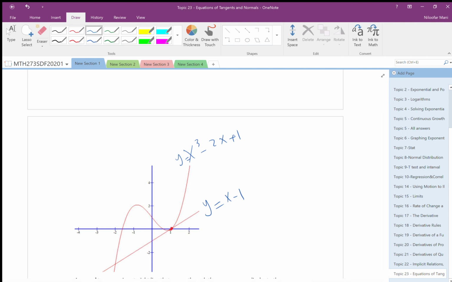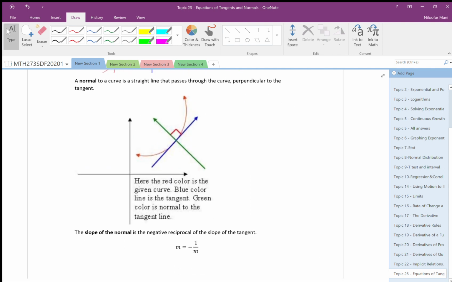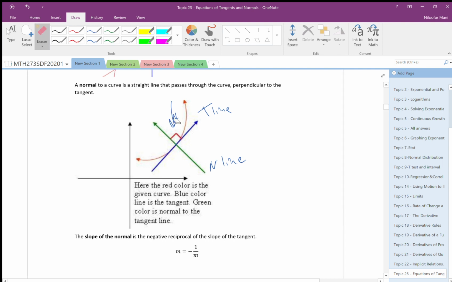Okay, so I continue here. Normal line. What is normal line? Normal line is perpendicular to tangent line. See, this is tangent line and this is normal line, just perpendicular. They make 90 degrees. Look at this, 90 degrees, perpendicular to each other. Oh, do you remember perpendicular?